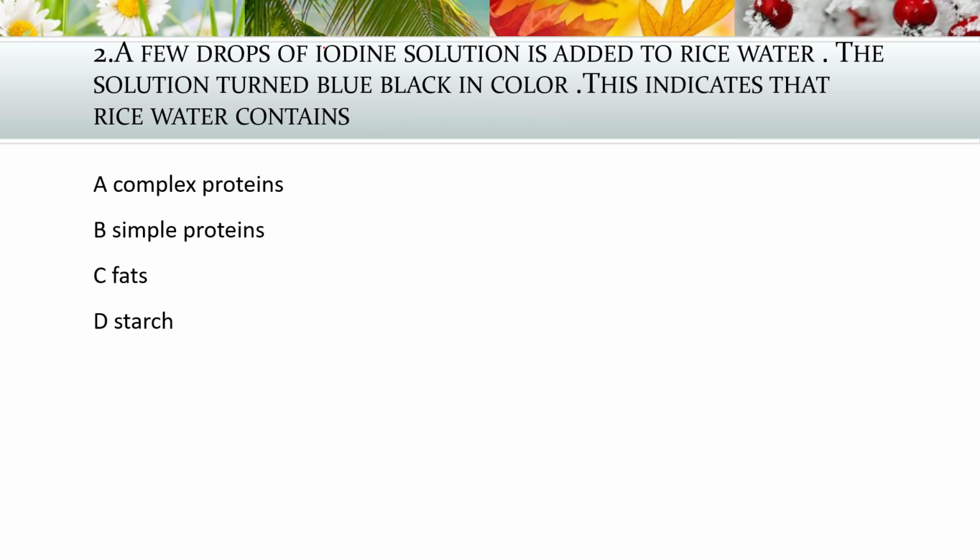The second question is, a few drops of iodine solution are added to rice water. The solution turned blue-black in color. So we have added a few drops of iodine to rice water, and now the solution turned blue blackish in color. So this indicates that rice water contains... Whenever we drop iodine water into a starch solution, rice water generally has starch, it turns blue black in color. So our option would be D, the starch.